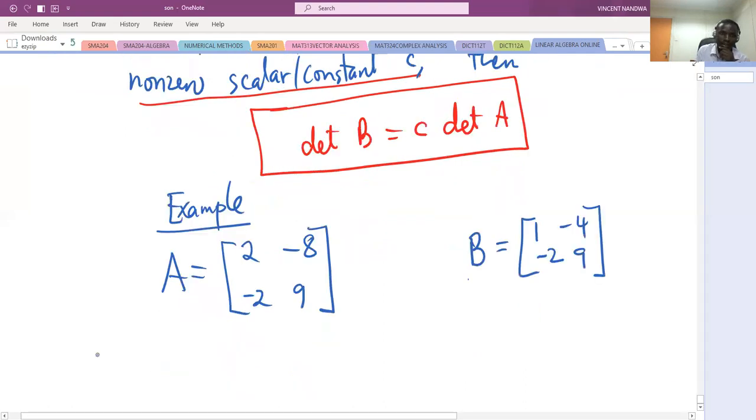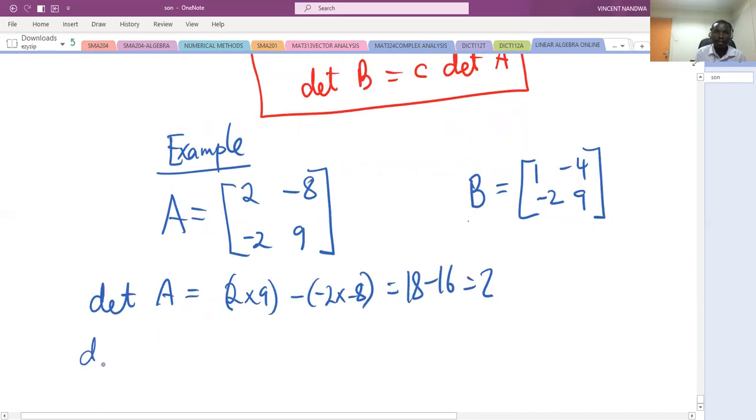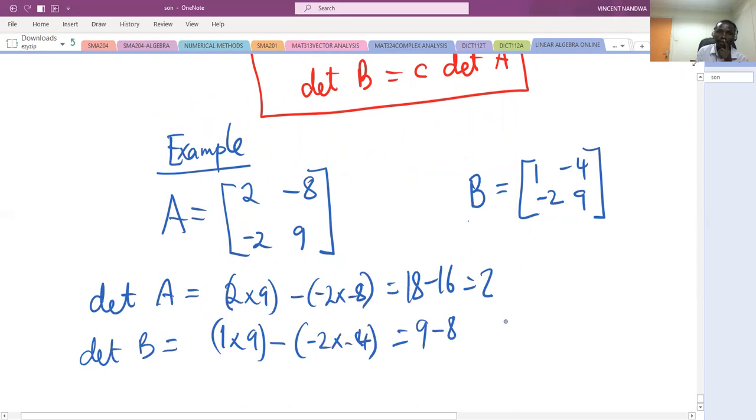So determinant of A will be given by 2 times 9 and then minus 2 times minus 8, which is 18 minus 16, which is 2. And determinant of B is 1 times 9 minus 2 times minus 4, which is 9 minus 8, which is 1.